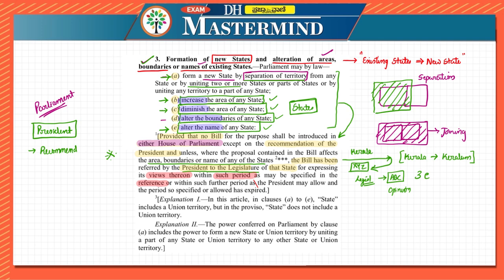Okay, so I hope you have understood about Article 2 and Article 3. Article 2 said that there is formation of new states by admission of new states. Article 3 talks about the formation of new states and alteration of areas and boundaries. That is by separation of territory or by joining of territory, increasing the area of any state or decreasing the area of any state, alteration of boundaries and alteration of name. In this case, the bill has to be introduced in the parliament only after the recommendation by the president, and the president will refer it to the legislature to express their views on that, and the period will also be mentioned by the president himself. So this is about Article 3.